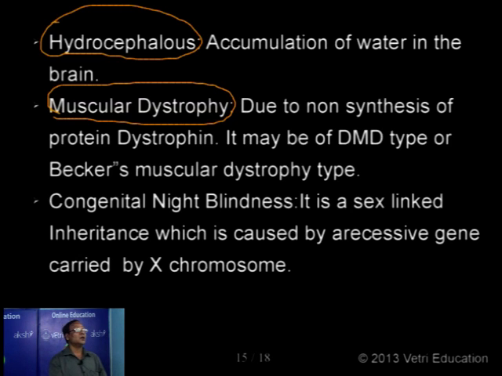Know that the largest gene in the human body is the dystrophin gene. It contains about 2.4 million nucleotide bases, the largest gene. The dystrophin gene is responsible for this protein.